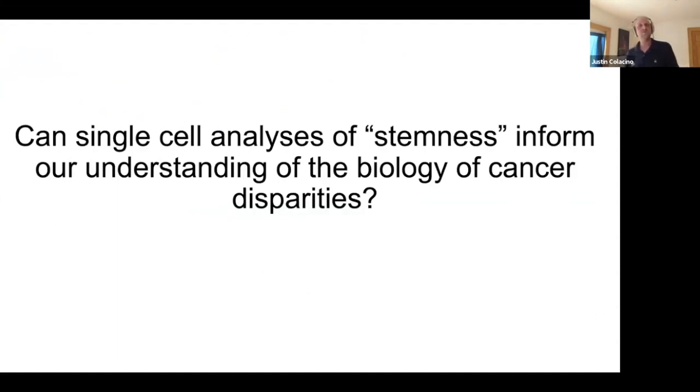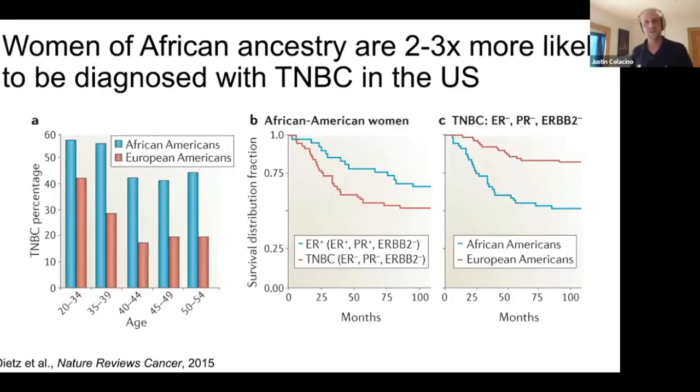And so next we wanted to see, can we start to translate these findings into understanding the biology of cancer disparities? So some of you may know that women of African ancestry in the US are much more likely to be diagnosed with the most aggressive subtype of breast cancer, triple negative breast cancer, 2 to 3 times more likely. If an African American woman is diagnosed with TNBC, she's also more likely to die from the disease. And so these are very profound breast cancer disparities, an extremely important public health problem.